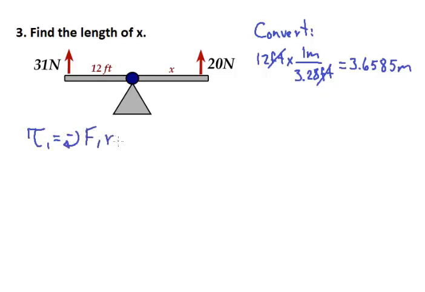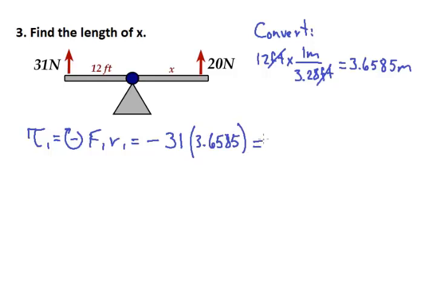It's F1 times R1. Okay, let's change this thing. It has to look more like a rotation. Yep. F1 times R1. That means minus. The force 1 will be 31 newtons, and the distance or the lever arm is 3.6585. If I do this operation, it will give me negative 113.4135 newton-meters.